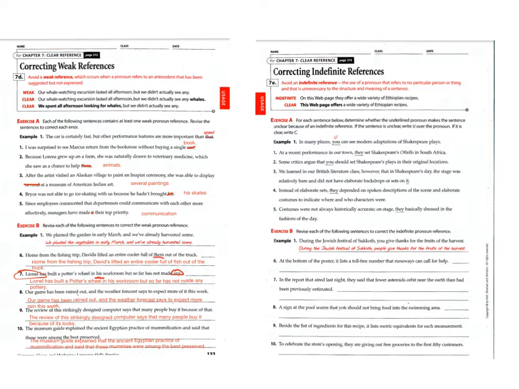For number 7, the problem is any. Now his refers to Lionel, and that's correct. But the problem is at the end of the sentence, which is any. Lionel has built a potter's wheel in his workroom, but so far has not made any pottery or any cups or any bowls, whatever you want.